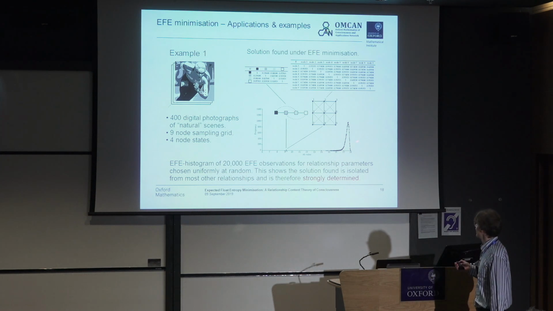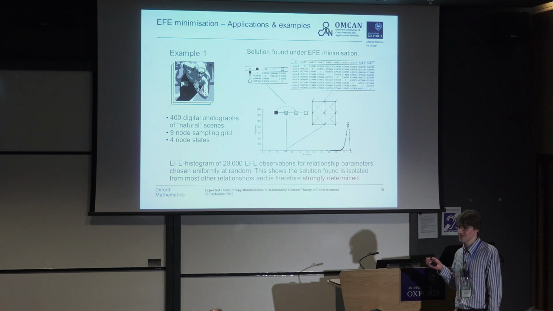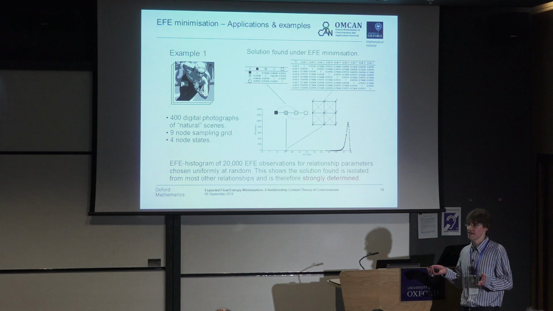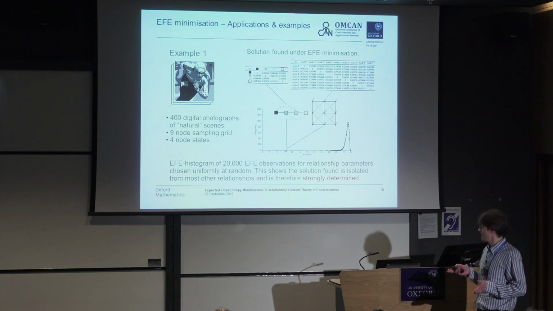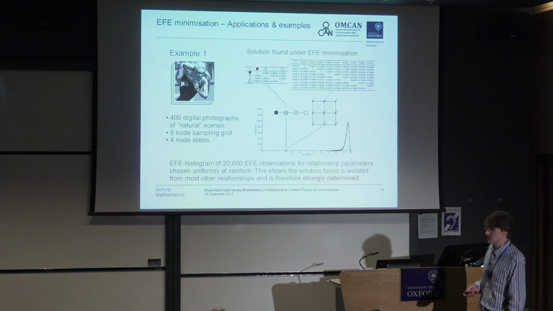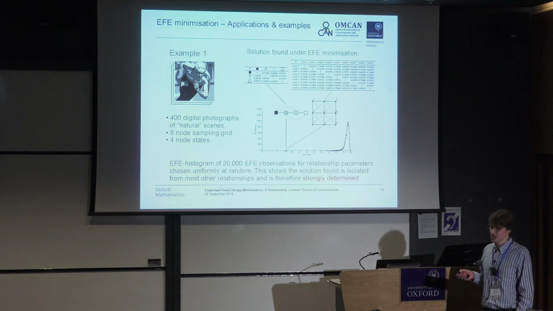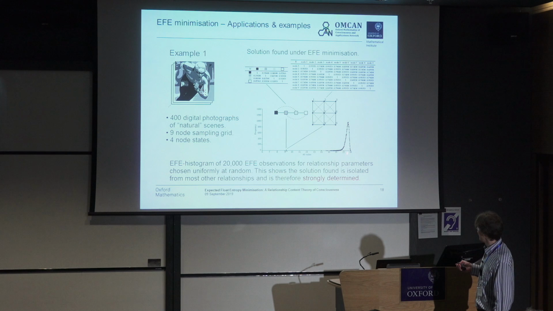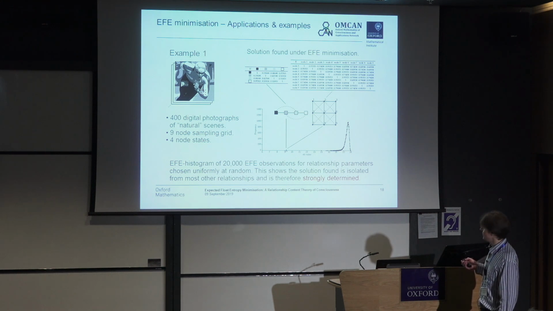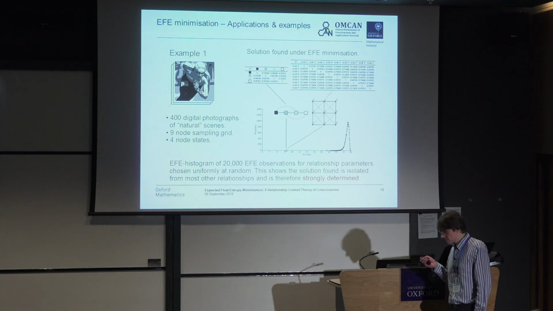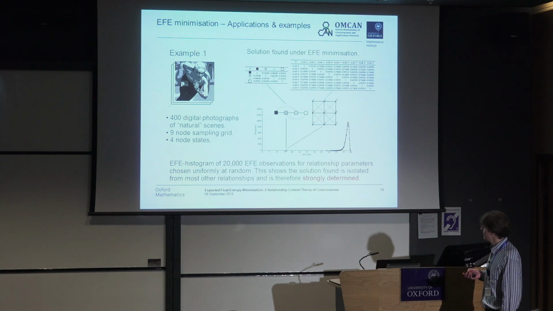And then there's also this thing down here. This will explain a bit better what I mean about strongly determined relationships. So this is a histogram. We can choose relationship parameters uniformly at random and calculate expected float entropy values for our system, and then build up a histogram of those EFE values. You can see that when you're just choosing relationship parameters at random, you end up with EFE values up here. They're all stacked up here, 20,000 observations used. But when you actually do the minimization, and look for the relationships which minimize EFE, you end up right down here. So this is really isolated from other choices. It means that these relationships are strongly determined by the system in some sense. Okay, so that's that one.